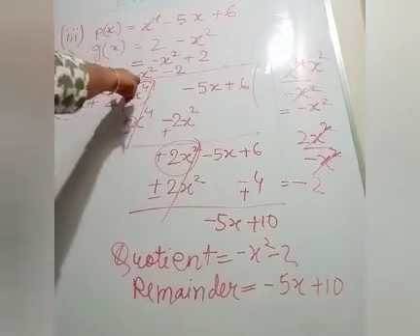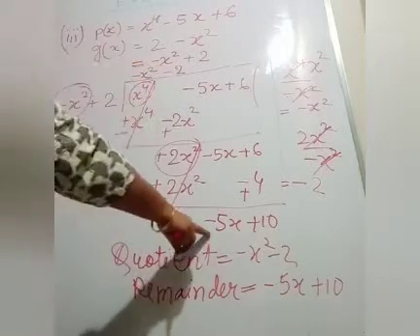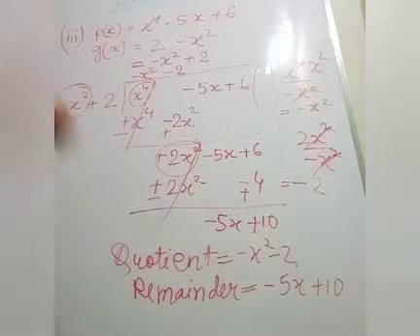So the divisor is minus x square minus... so the quotient is minus x square minus 2 and the remainder is minus 5x plus 10. So write it.